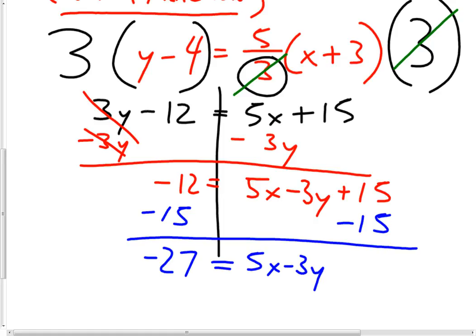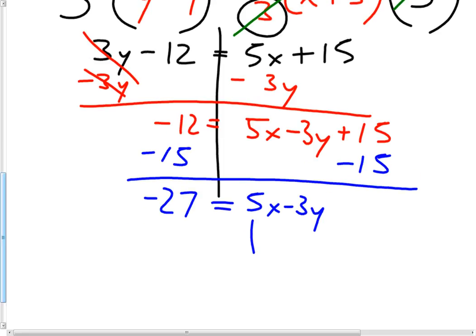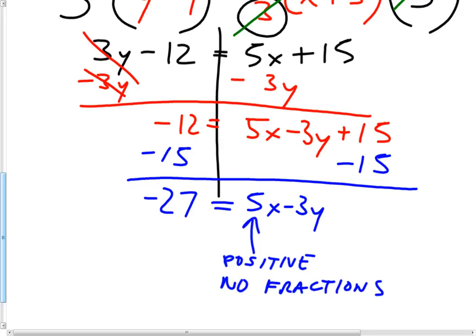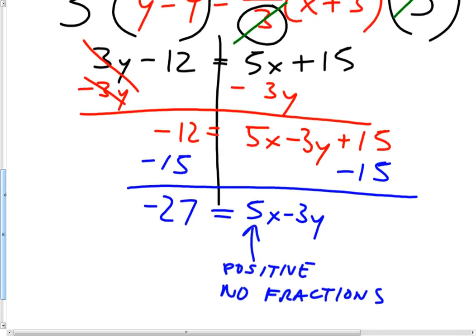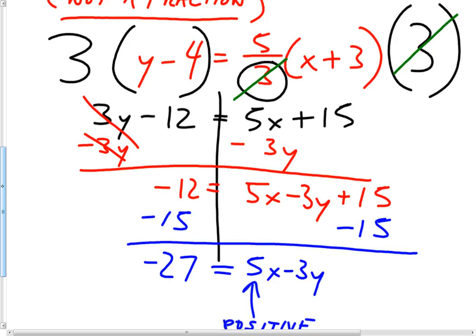Negative 27. You're done. Do you have x and y on the same side? Yes. Is this a positive number? And no fractions. No fraction, no fraction, no fraction. Look at the steps that we took. If you didn't have a fraction, you just moved x and y to the same side and made sure that this was positive. If you had a fraction, you got rid of it right away.